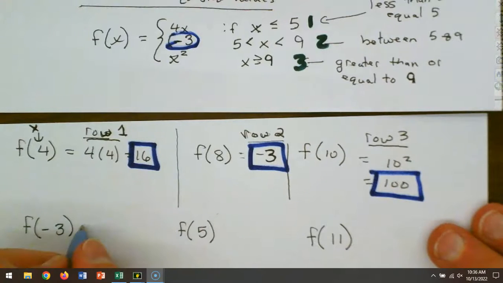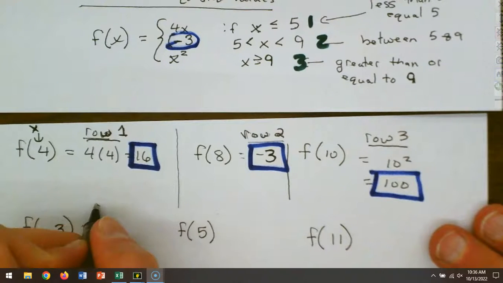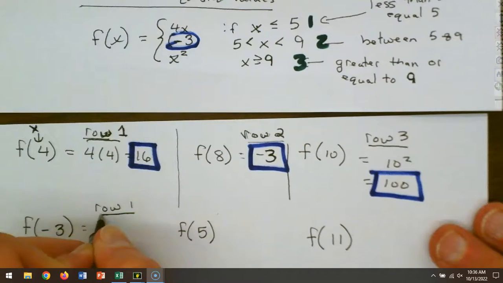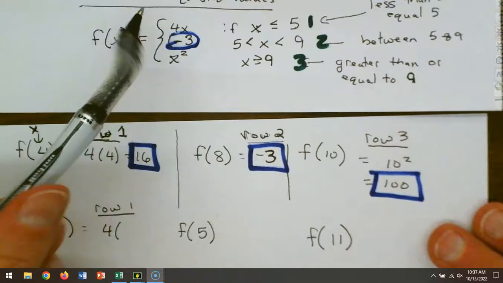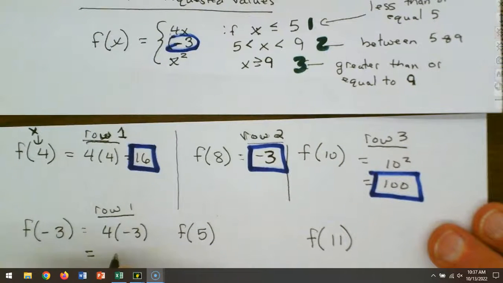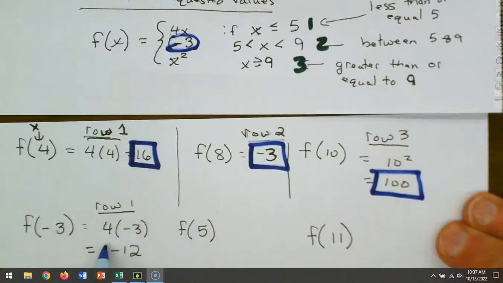-3. Where's -3 at? Which row? Okay, yep, first row. So what are we going to do with it? It's going to be 4, right? Times my value, which is a -3. And what does that come out to give you? -12. So there's that piece.